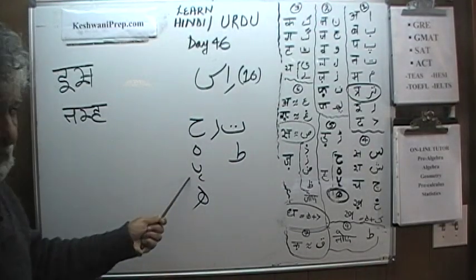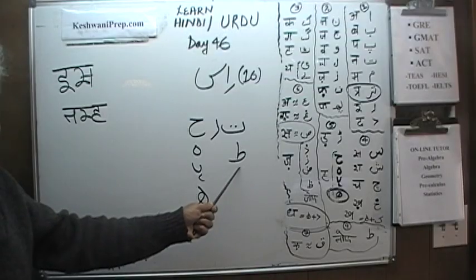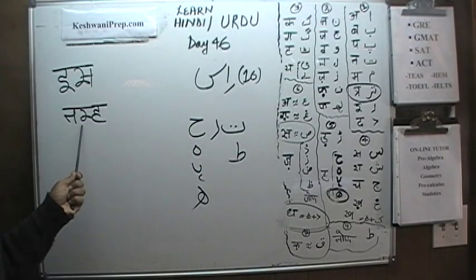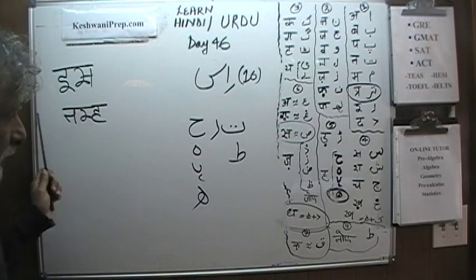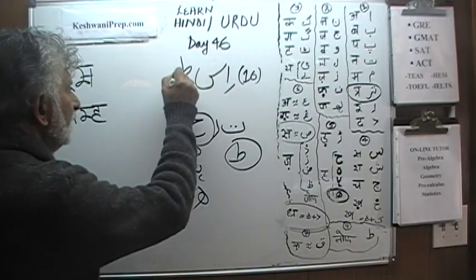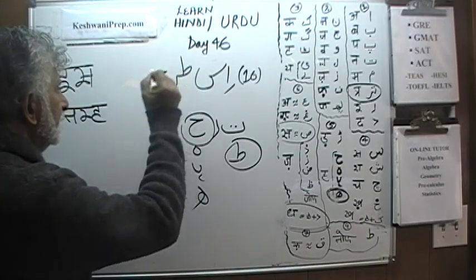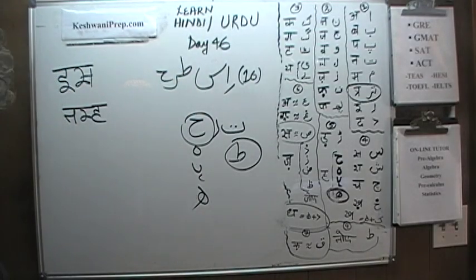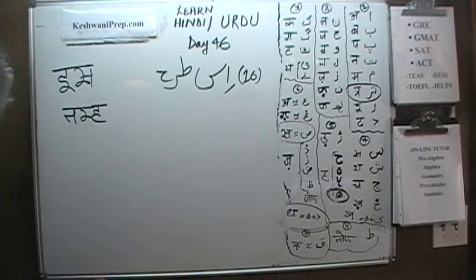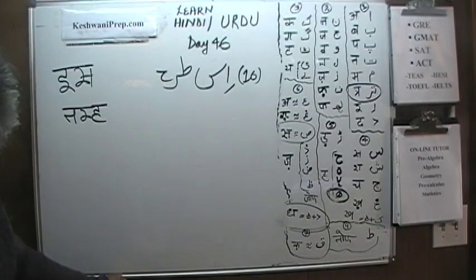But there are three possibilities here. There are two possibilities here. There are 6 different ways this word can be spelled in Urdu, of which only one of them is correct. And the correct spelling is this one right here. It starts with toy, ro, and ho, tarha. Is tarha, in this manner, in this way, is tarha.